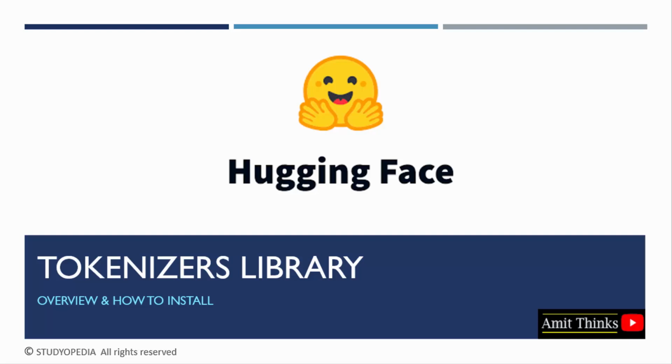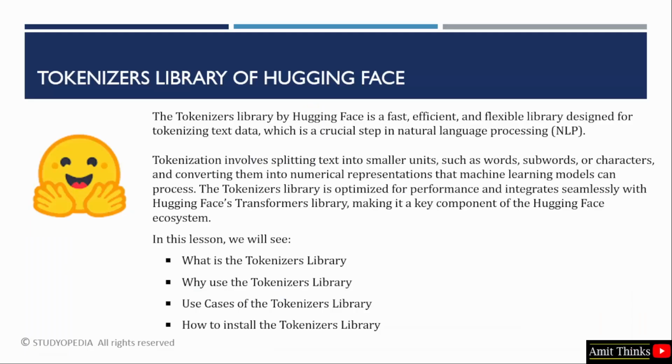In this lesson, we will understand the Tokenizers library of Hugging Face. With that, we will also see how to install it. The Tokenizers library is a fast and efficient library for tokenizing text, which is often used alongside the Transformers library. We already saw the Transformers library before in the previous lessons.